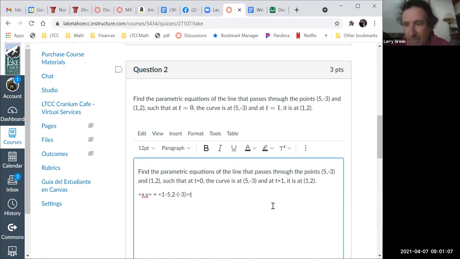t, plus, and now the, not y-intercept, but the t-intercept, and that's (5, -3). Any questions on that so far?